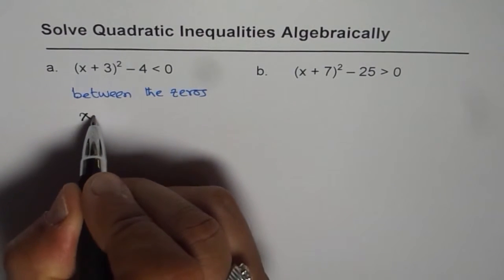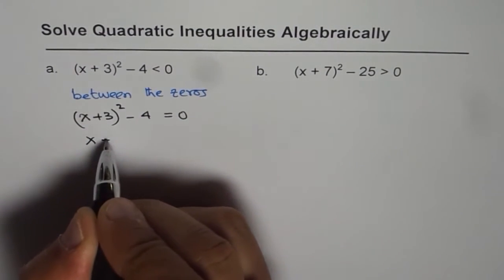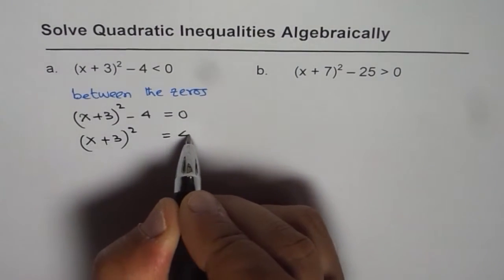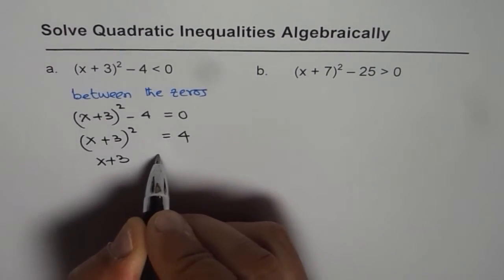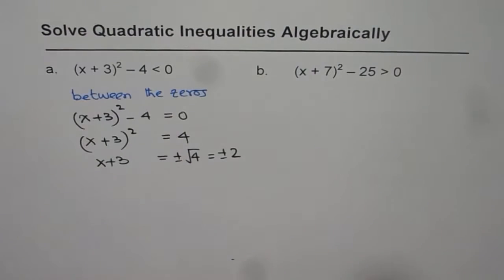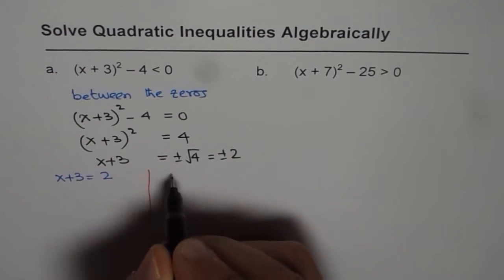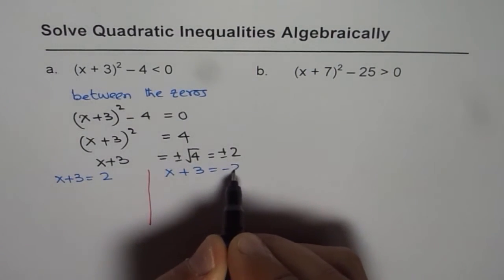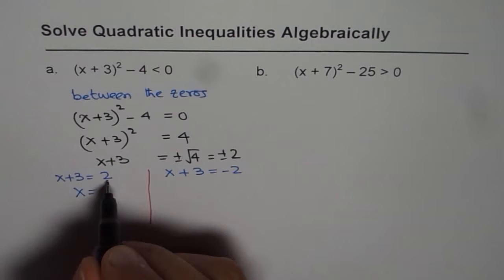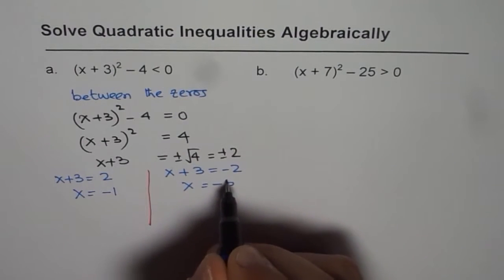So let's solve for the zeros. We get x plus 3 whole square minus 4 equals to 0. Let's solve for it. X plus 3 whole square equals to 4. When we square root it, we get x plus 3 equals to plus minus square root of 4, which gives us two values which are plus and minus 2. Now let me divide it into two portions since we have two different solutions here. One is when x plus 3 is equals to plus 2. The other one is when x plus 3 equals to minus 2. When you solve, you get x is equals to 2 minus 3, which is minus 1. And in this case, you get x equals to minus 2 minus 3, which is minus 5.